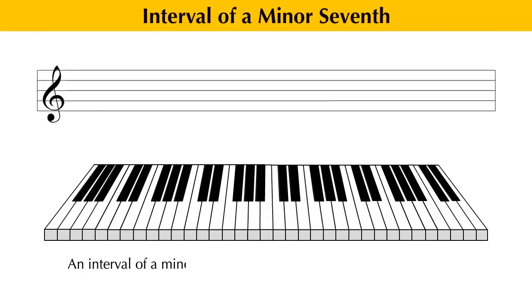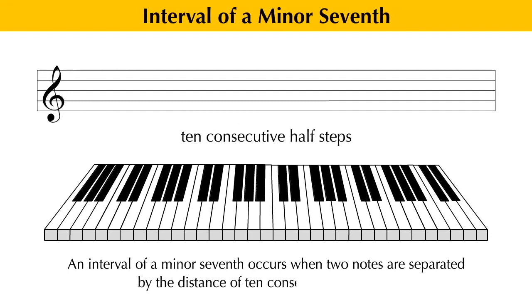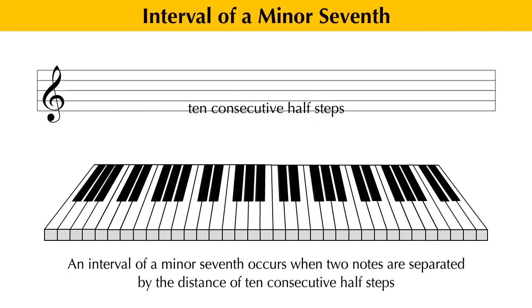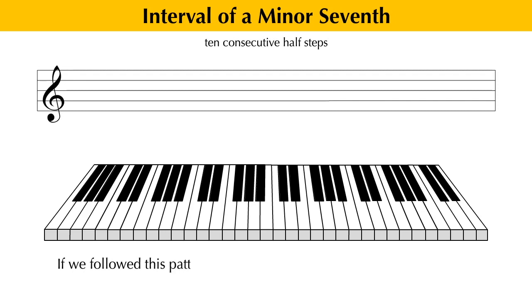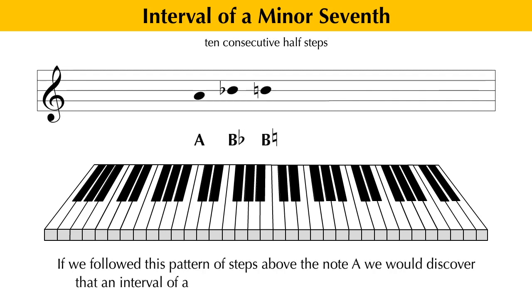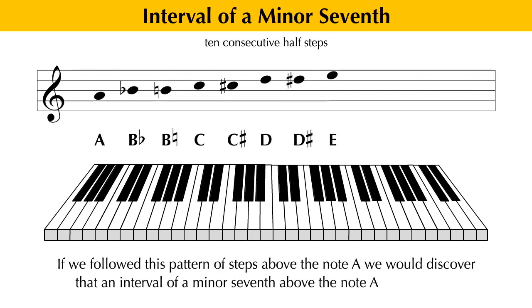Let's start this video by discussing an interval of a minor seventh. An interval of a minor seventh occurs when two notes are separated by the distance of 10 consecutive half steps. If we followed this pattern of steps above the note A, we would discover that an interval of a minor seventh above the note A is the note G.